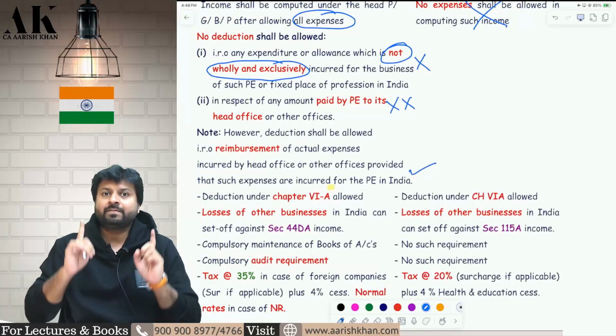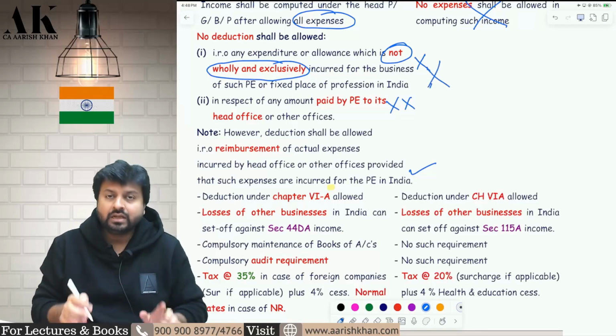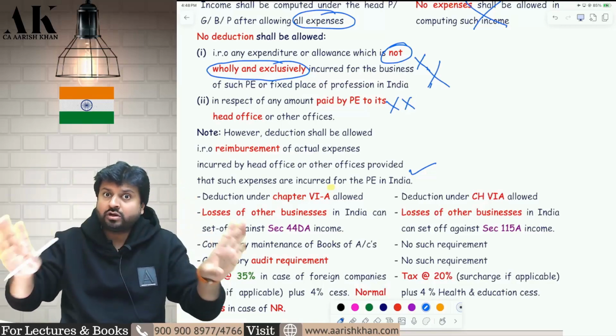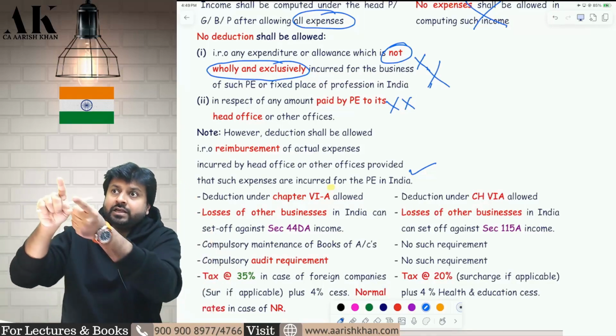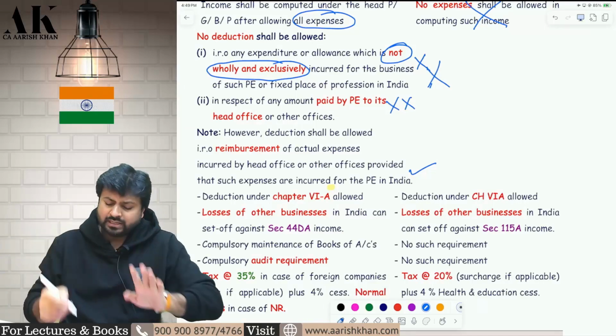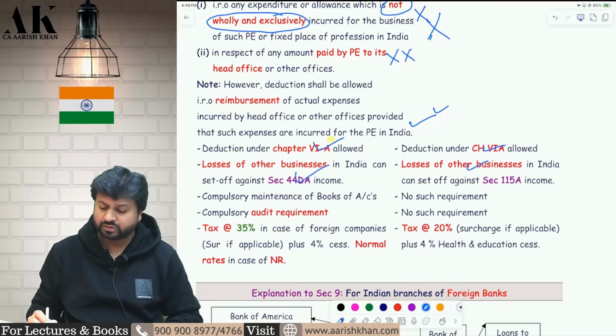Again I am saying, if an expenditure is not exclusively for the Indian branch, it is not allowed. If a service is taken from HO and you are making the payment to HO, not allowed. But if the service is taken from a third party, your HO has made a payment to the third party and you are reimbursing that payment to HO, then that is allowed under the income tax law. Next, Chapter 6A is allowed in both the cases. Losses of other business are allowed to be set off in both the cases.